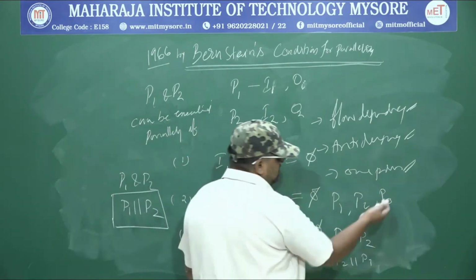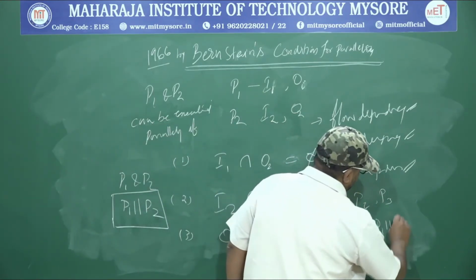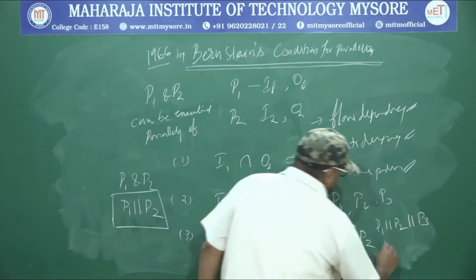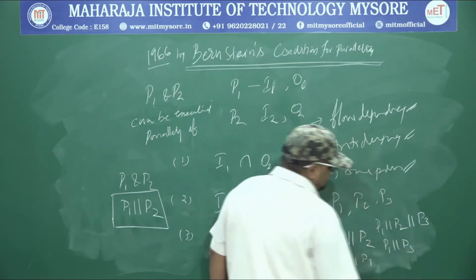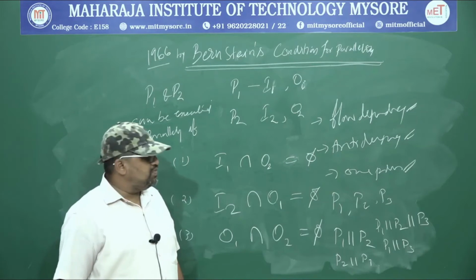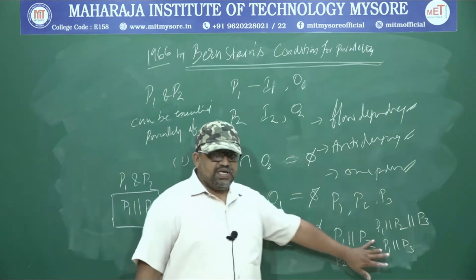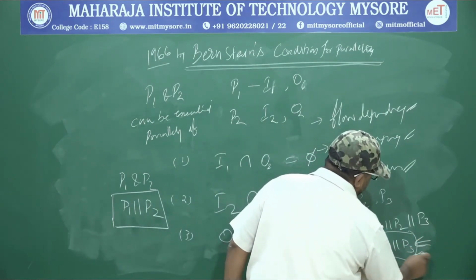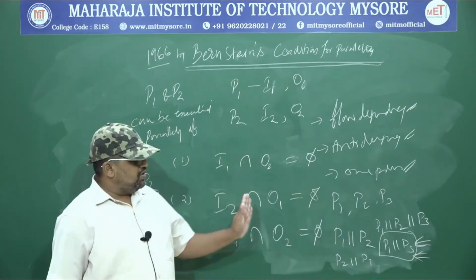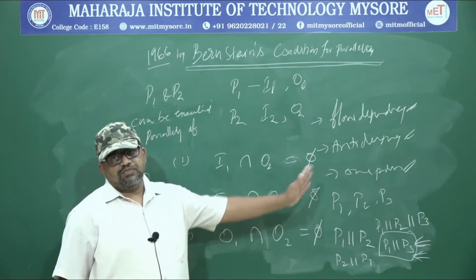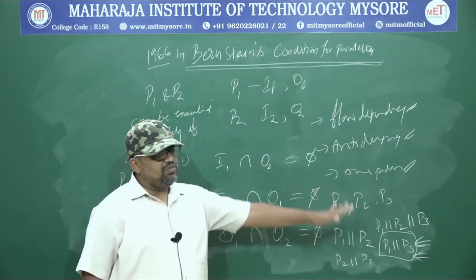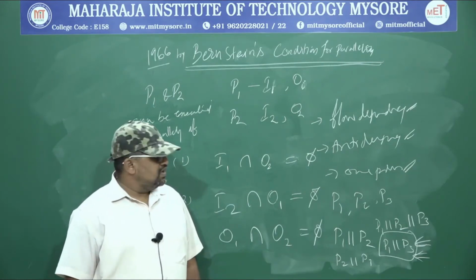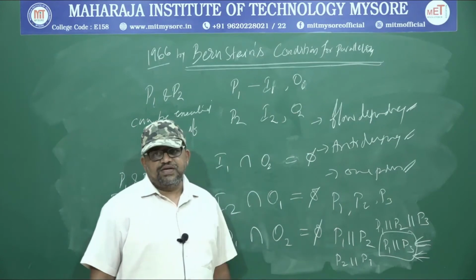But consider three processes, P1, P2, P3. If P1 is parallel to P2 and P2 is parallel to P3, are you assured that P1 is going to be parallel to P3? Sometimes it is yes and sometimes it is not. It's not assured that if P1 is parallelly operatable with P2 and P2 is parallelly operatable with P3, then P1 can always be operated parallelly with P3. That may not be the scenario many a times, right? Clear? So this property is not satisfied.